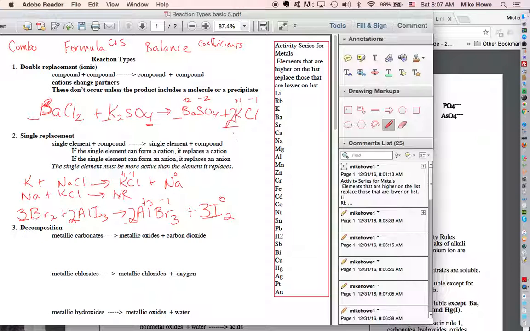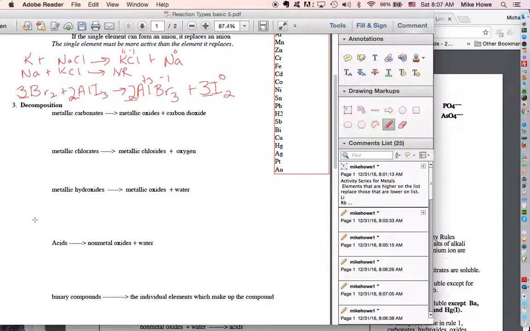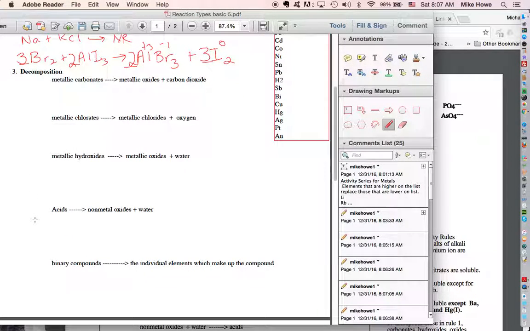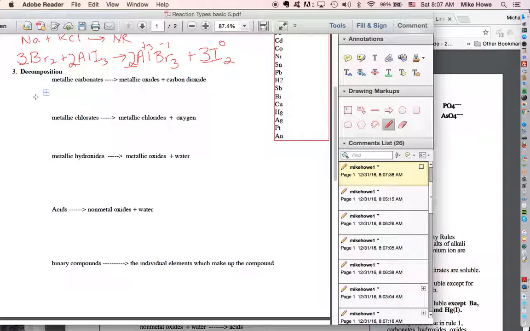All right, now in this next section, we're going to look at 5 different kinds of decomposition reactions. And the first one is a metallic carbonate. So you'd have to know what carbonate is. And you might look at, say, we'll do aluminum carbonate. Okay, so we'll have aluminum carbonate.